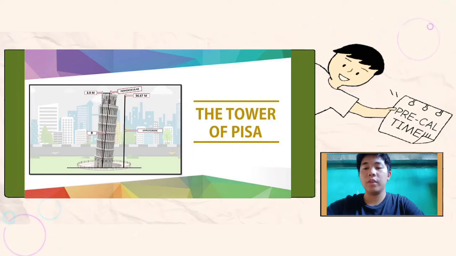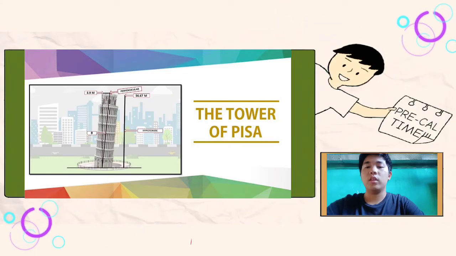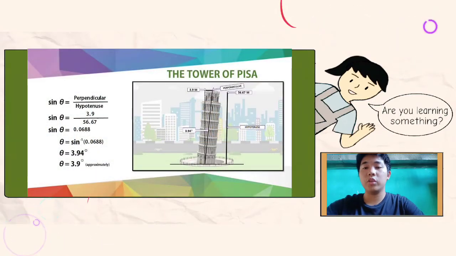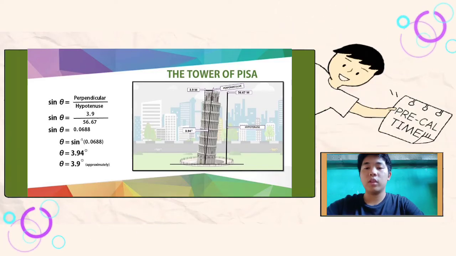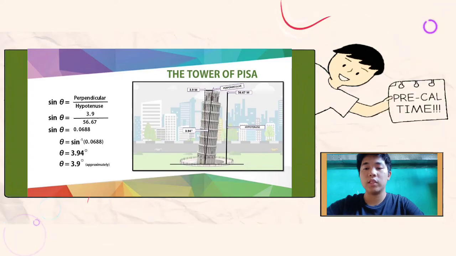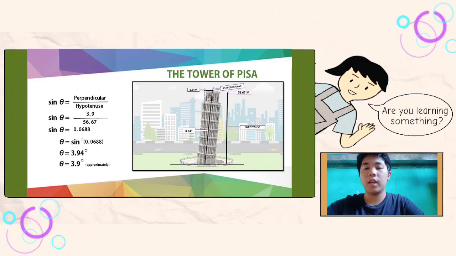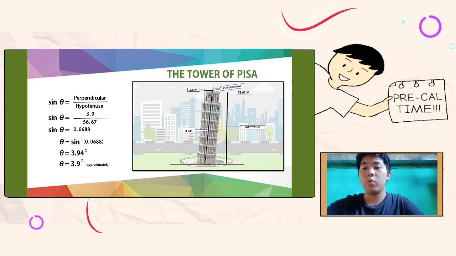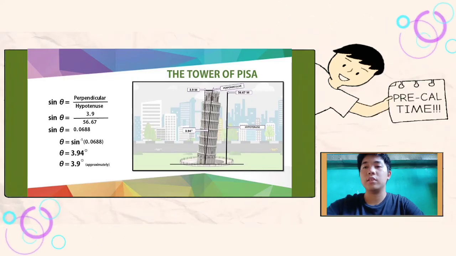So we can see in the figure of the tower, the height is the hypotenuse and its distance from the center is the perpendicular. So they made a calculation with the values of perpendicular and hypotenuse. From the table of geometric ratios, sin theta is equal to perpendicular over hypotenuse. So sin theta is equal to 3.9 over 56.67. After we divide it, we get a value of 0.0688. After that, we apply sin raised to negative 1, and we get a result of 3.94 degrees. So finally, the tower was tilted at an angle of 3.9 degrees and declared safe for the next 300 years.